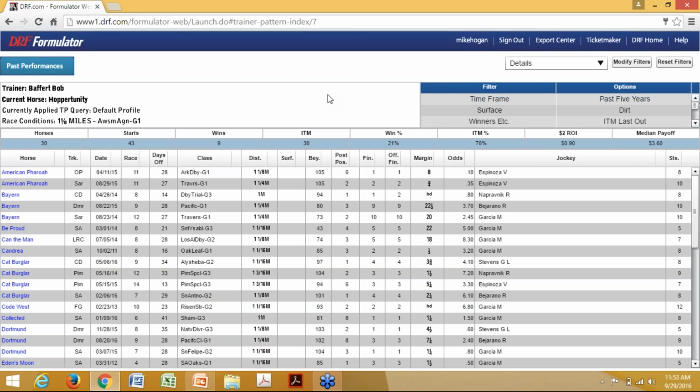Right. 9 for 43. Right. So he was 13 for 53, but he's 9 for 43 within the money. So being this one finished out of the money, Baffert actually has a 4 for 10 win rate with all the categories I just listed, including out of the money.